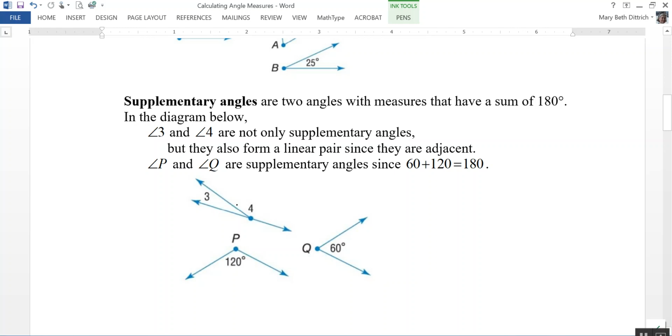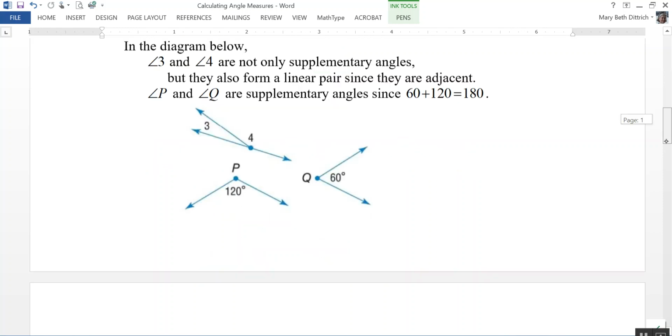But because they share this ray, they are adjacent to each other, and recall that that's what we call a linear pair. Angles P and Q are also supplementary angles since 120 plus 60 is equal to 180. So those are two angles that add up to 180 degrees.